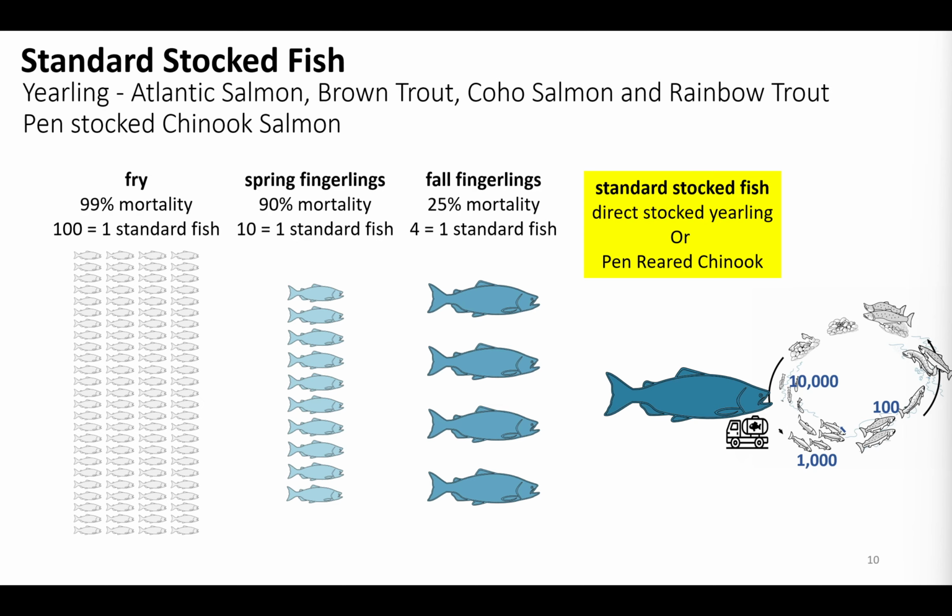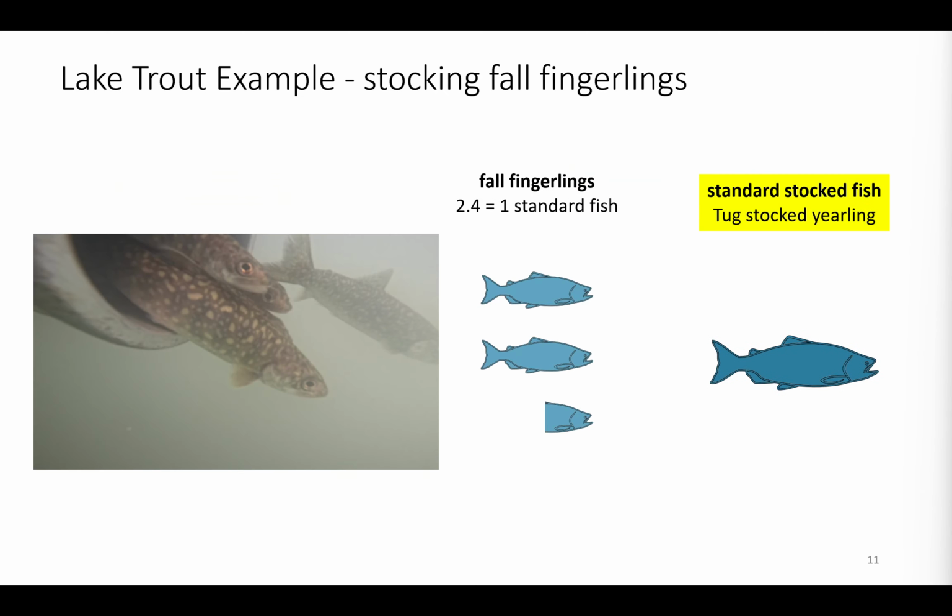So I'll just walk through a couple of little examples here. What we know about lake trout from some studies is it's 2.4. So you can stock 2.4 fall fingerlings to one yearling lake trout. And so if you want to do some conversion there, you can work on your local stocking plan and come up with some math that lets you figure out what your stocking load is.